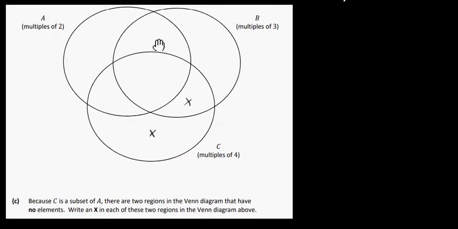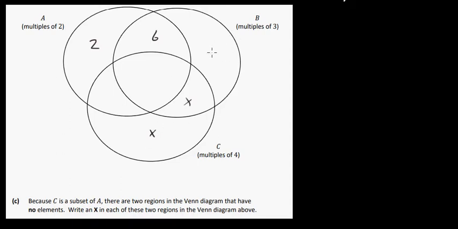Okay, so we've got to pick numbers that will go in 1, 2, 3, 4, 5 of these 5 regions, or in each of those 5 regions. So let's pick some numbers. Now, we want to find a multiple of 2 only, but not a multiple of 3 and 4. So that would be 2. 2 is a multiple of 2, but it's not a multiple of 3 or 4. What about a multiple of 2 and 3, but not a multiple of 4? Well, that would be 6. 6 is a multiple of 2. 6 is a multiple of 3, so it goes in the middle here, but it's not a multiple of 4, so it doesn't go in this circle here.